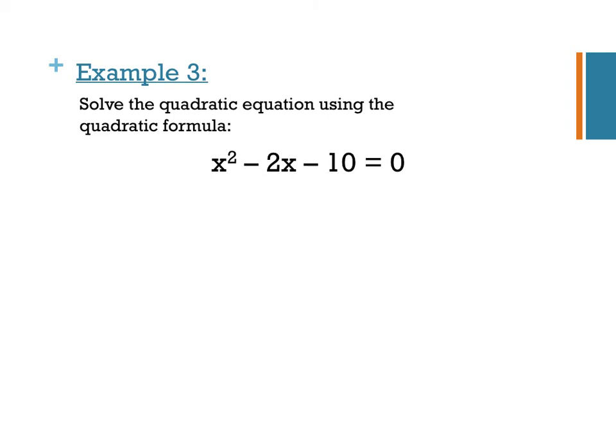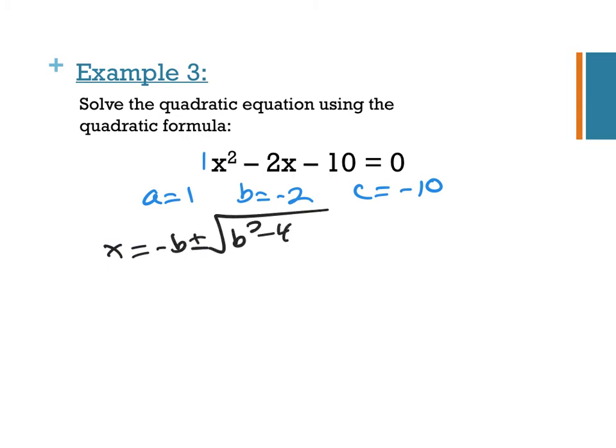So let's take a look at another one where the radical doesn't come out so nicely here. So everything's set equal to 0 here. If I let my a value, looks like it's 1 because that's in front of x squared. My b is going to be negative 2. That's in front of x, and my c is the constant term there of negative 10. And so now if I plug this into the formula here, x equals negative b plus or minus the square root of b squared minus 4ac all over 2a.